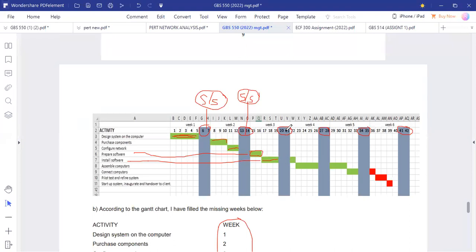So Saturday and Sunday we are not working, okay? Saturday and Sunday we are not working. So it can end on Monday the other week, week 4, but it was in week 3. That's when it started. All right.